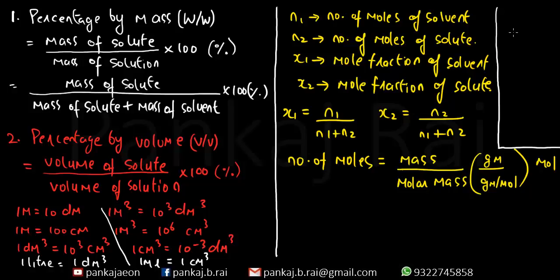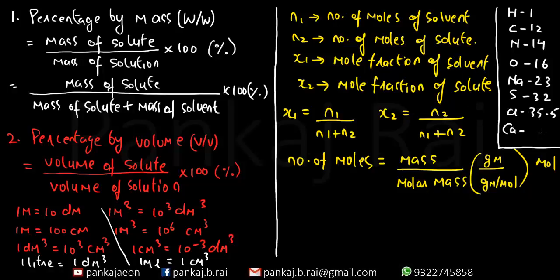So let me give you the molecular weight of some elements. Let's say we have hydrogen, it's 1. Then we have carbon, it is 12. Nitrogen is 14. Oxygen is 16. Sodium is 23. Then we have sulfur, it is 32. After sulfur we have chlorine, it is 35.5. And after chlorine we have calcium, which is 40. So these are most of the elements which you will require to find out the molecular mass.